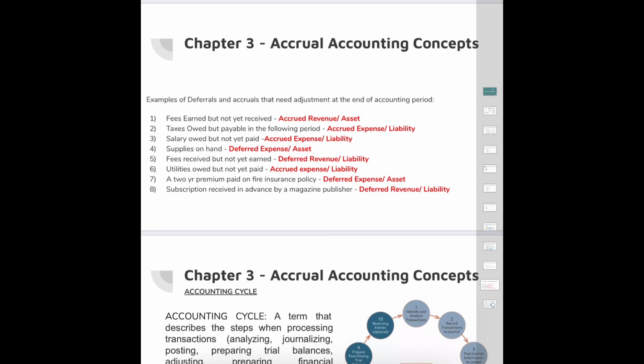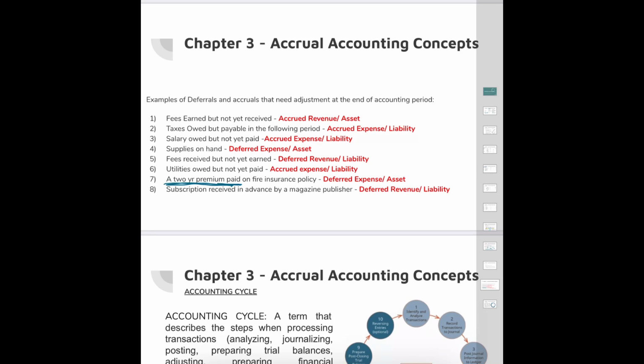Number 6, utilities owed but not yet paid. So the cash will be paid later on. So it's an accrued expense and we will record a liability on our balance sheet. Number 7, 2-year premium paid on fire insurance policy. So this is again deferred expense. We have already paid it up front. It's sitting on our balance sheet as an asset. Okay. Subscription received in advance by the magazine publisher. Same example. So when we received it, we'll say cash is increased and our liability, unearned revenue, will increase.